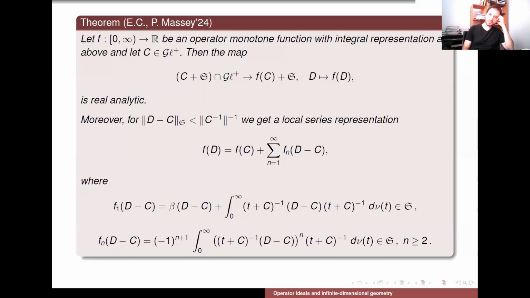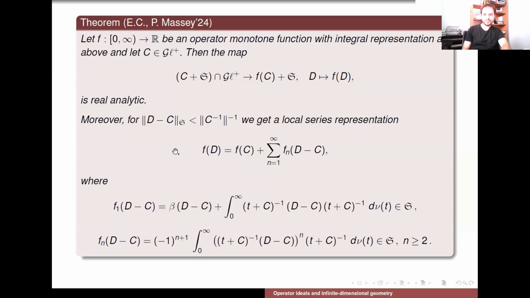We can prove the following. This is a joint result with Pedro Massey. We have F, an operator monotone function with the integral representation as above, and we fix C, a positive invertible operator. Then the map from this open set to this affine subspace, given as follows, is real analytic.